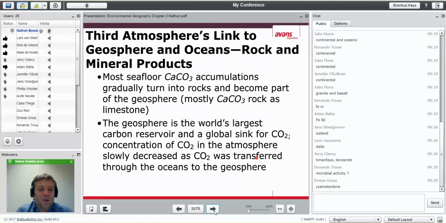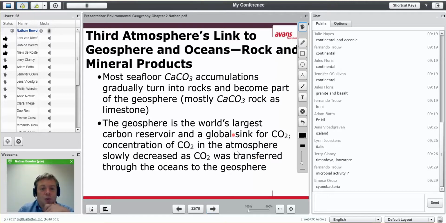Okay, so most of the seafloor calcium carbonate accumulates gradually, turns into rocks, and becomes part of the geosphere. So that's a question. Some people ask, well, what's the difference between organic chemistry and non-organic chemistry? It's not just carbon, because calcium carbonate comes from plants, right? So seashells form a lot of rock.